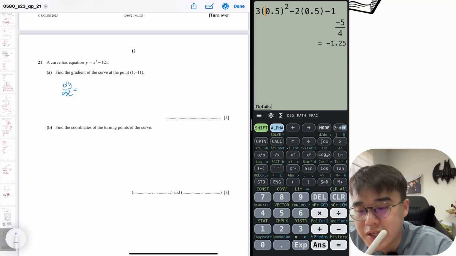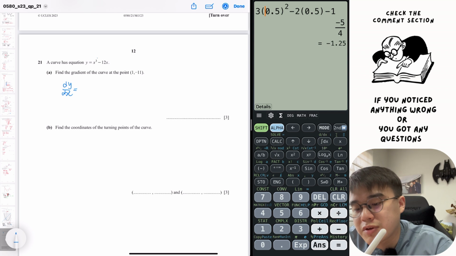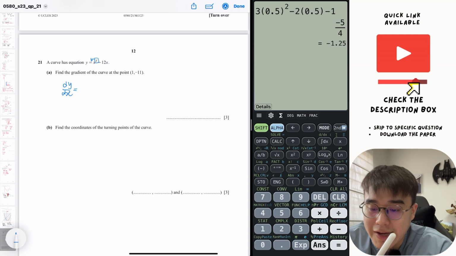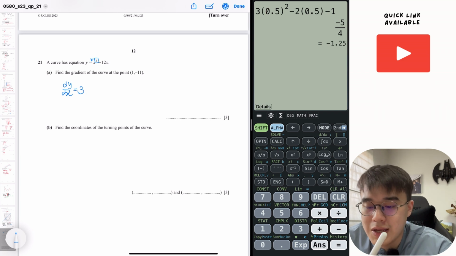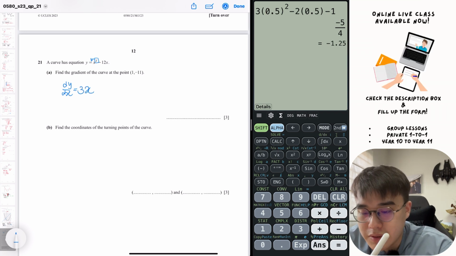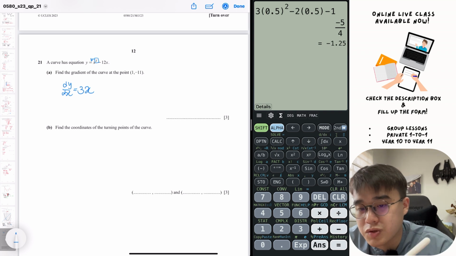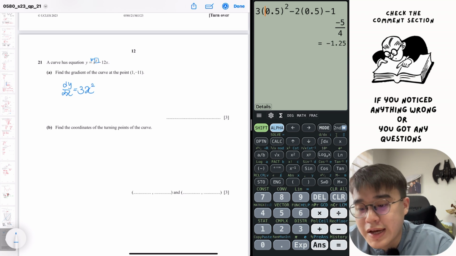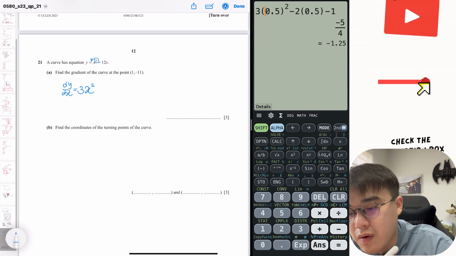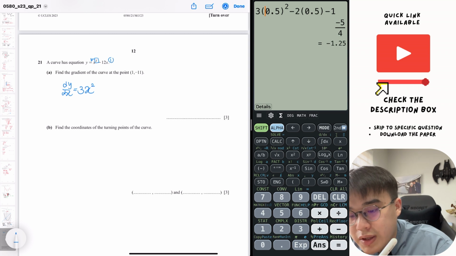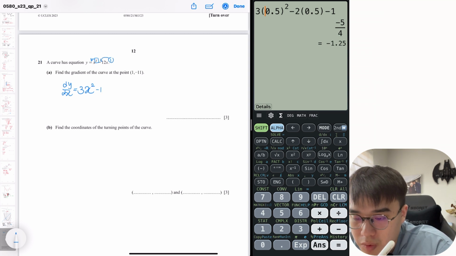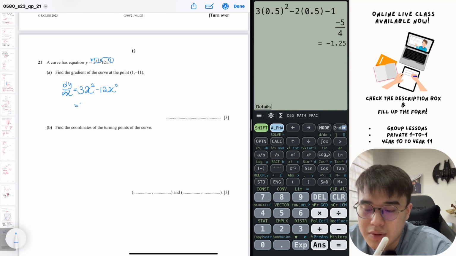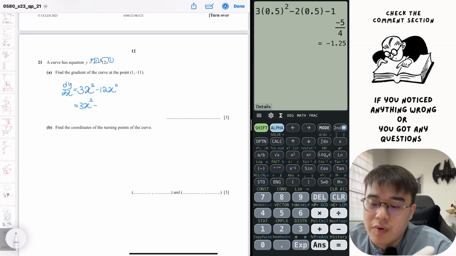To differentiate this, the steps are to take out the power and multiply it to the front. Since there's nothing in front of x, it will be 3 only. Since you took out the power, the power now decreases by 1, so from 3 it decreases to 2. Meanwhile, the negative 12 has a power of 1 here. 1 times negative 12 will still be negative 12, and x will become x to the power of 0, and anything to the power of 0 will be 1, so it is negative 12 only.